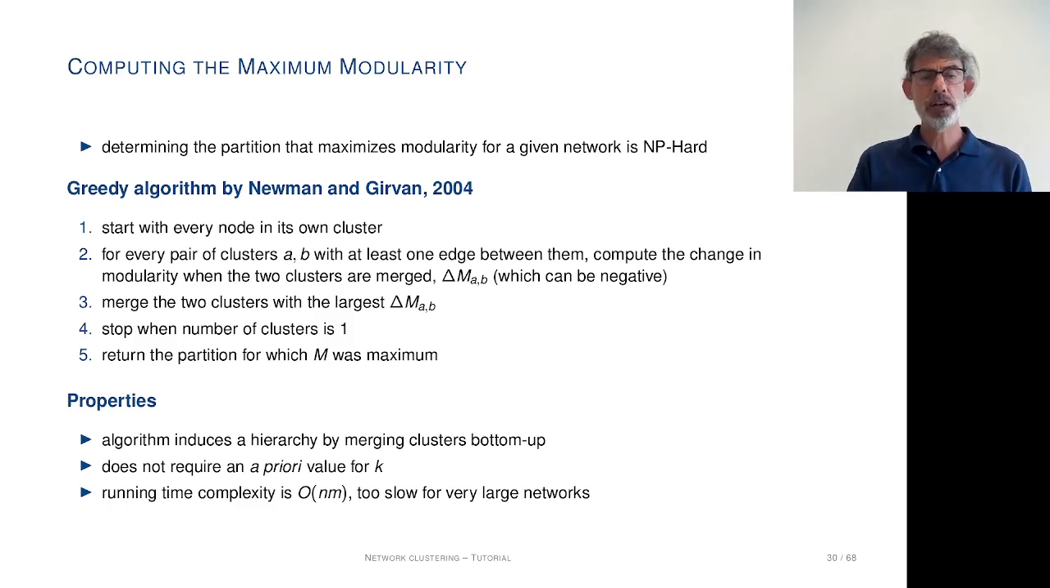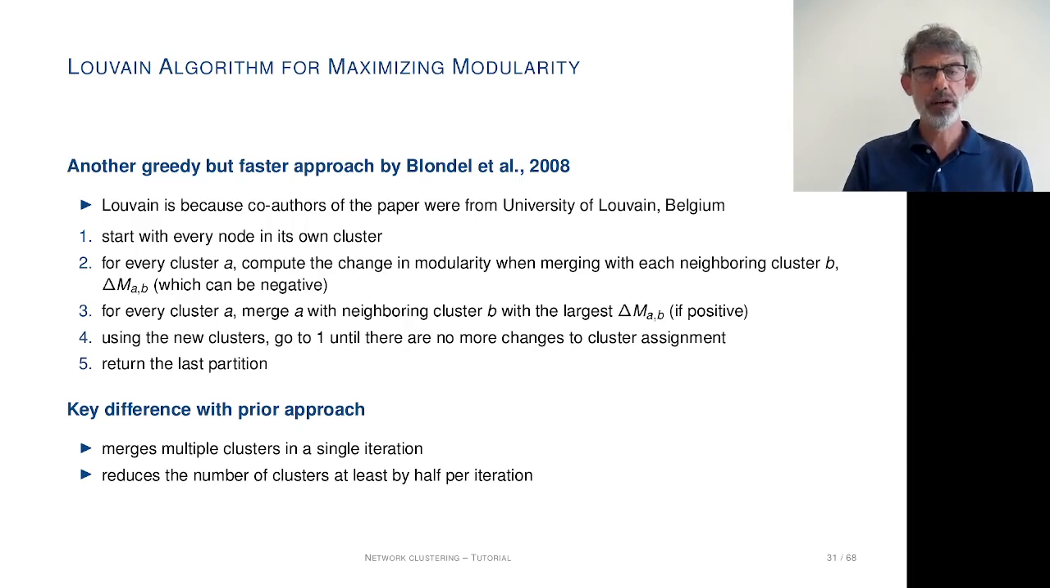The running time complexity of this algorithm is O(n) times m, which is too slow in practice for very large networks. Despite being polynomial, you cannot run this algorithm if your network has millions of nodes. So for that, we have a second algorithm that is a bit more efficient. It's also greedy and faster, and it was proposed by Blondel and his co-authors in 2008. The algorithm is called the Louvain algorithm because that's where the co-authors of this paper were from, the University of Louvain in Belgium. So how does the algorithm work?